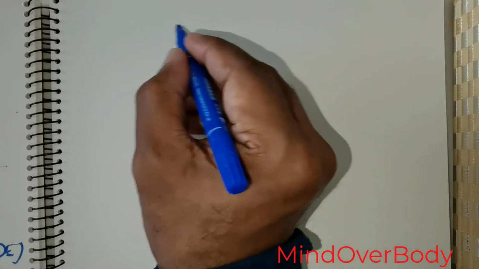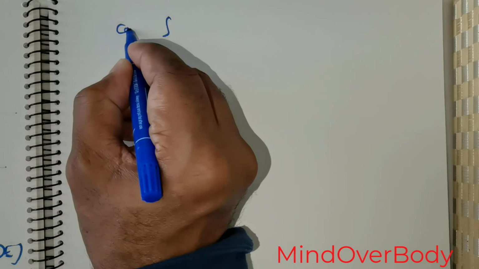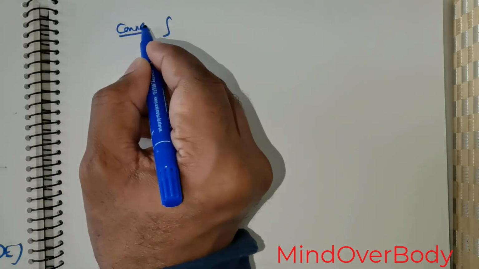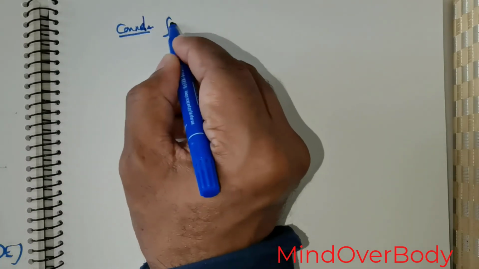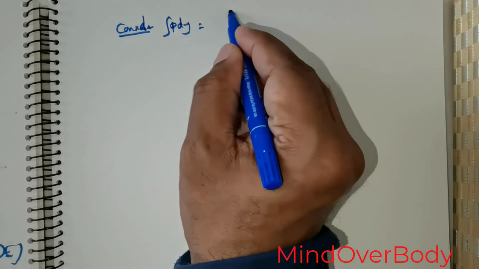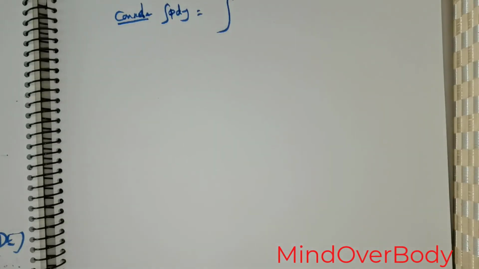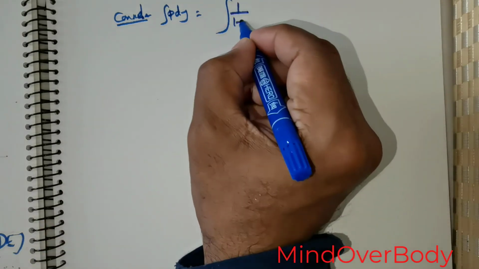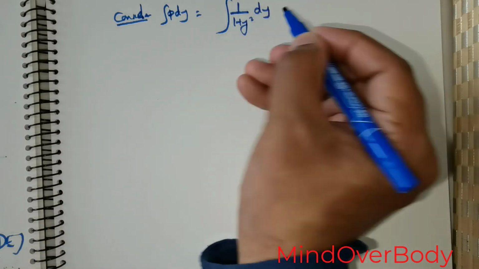In getting that done, I need a new page, so I will work the things over here. So now I need to obtain, consider, integral p dy. So what is my p? My p in this case is going to be 1 over 1 positive y squared times dy.